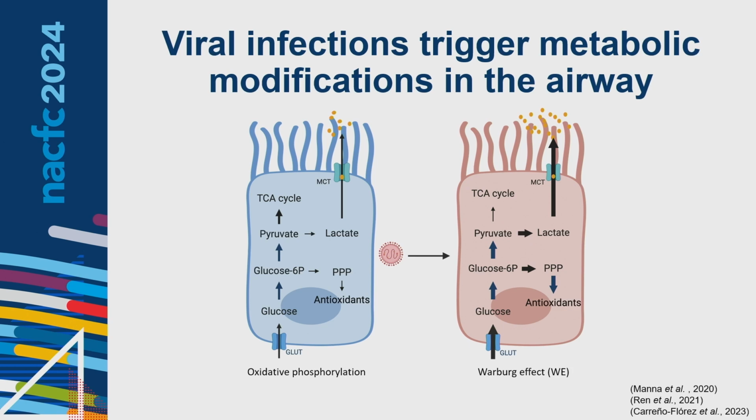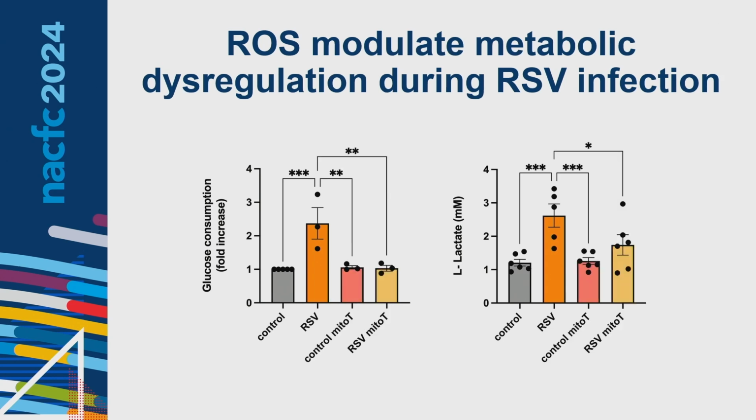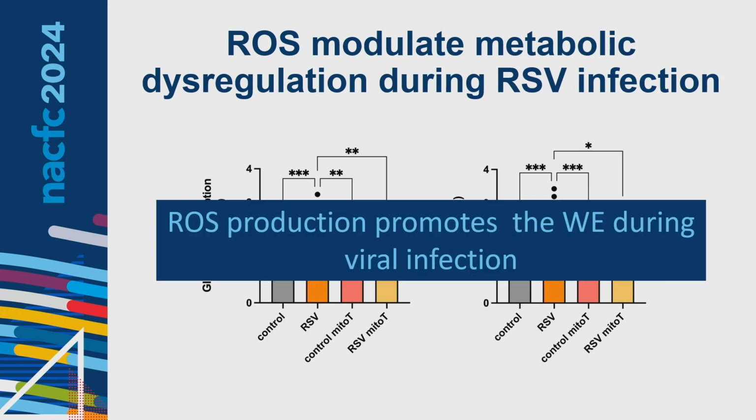And so we hypothesized that potentially these reactive oxygen species could be contributing to this metabolic shift during viral infection. And so to look at this, we looked at two of the main readouts of the Warburg effect, glucose consumption and lactate secretion. And as you can see here, during RSV infection, we see increases in both. And when we treat these CFBE cells with the mitotempo ROS scavenger again, we see decreases in both glucose consumption and lactate secretion, indicating that reactive oxygen species is promoting the Warburg effect during viral infection.